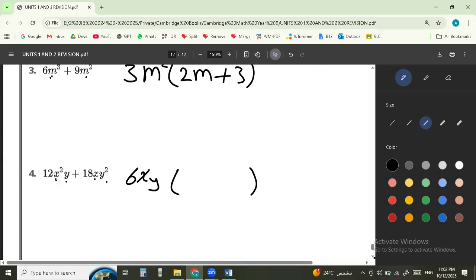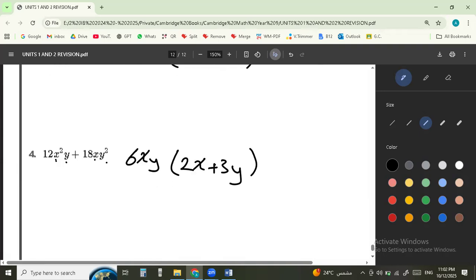Now divide. 12x squared y divided by 6xy. How much? 12 divided by 6 is 2. X squared divided by x, we minus the powers, just x. Y divided by y, bye. Now, positive 18 divided by 6, positive 3. X divided by x, bye. Y squared divided by y is just y.